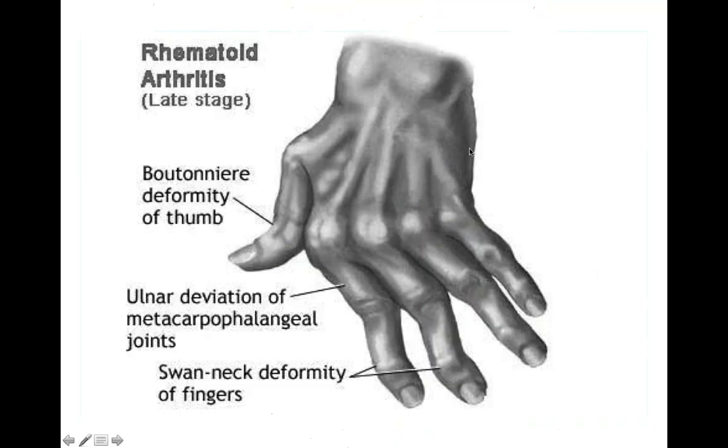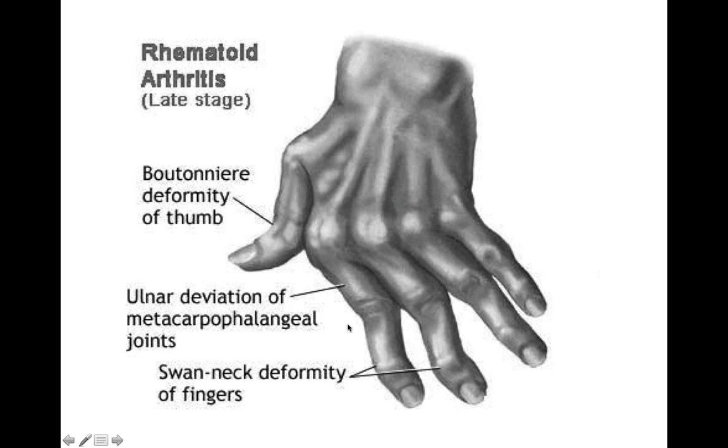So this is the advanced case of rheumatoid arthritis. You can see the boutonniere deformity of the thumb, ulnar deviation of the metacarpophalangeal joints, swan neck deformity. These are seen in very advanced cases of rheumatoid arthritis because of the destruction of the cartilage. As I said, the X-ray will show, even in the initial stages, periarticular osteopenia, reduction of the joint space, and destruction of the cartilage. Because of the destruction of cartilage, in advanced cases these deformities will occur.